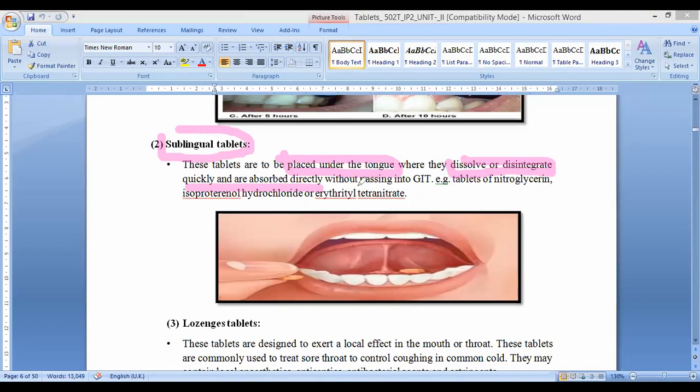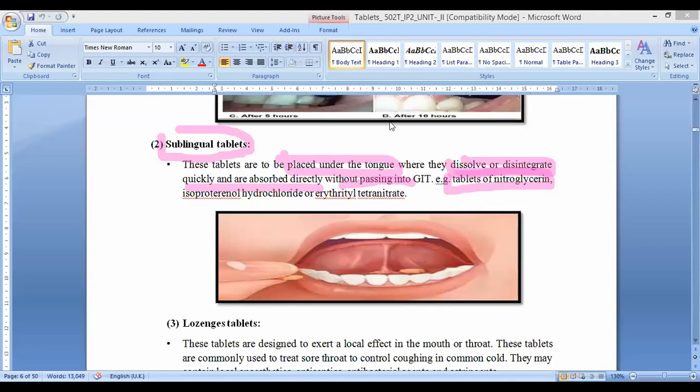This is one type of tablet which totally bypasses the GI tract, that is sublingual tablets. An example of sublingual tablets is the famous nitroglycerin tablets. Other drugs which are given in the form of sublingual tablets include isoproterenol hydrochloride and erythrityl tetranitrate.